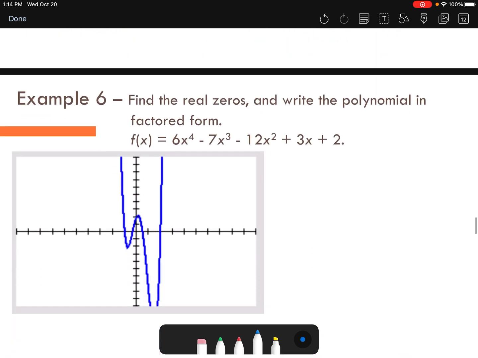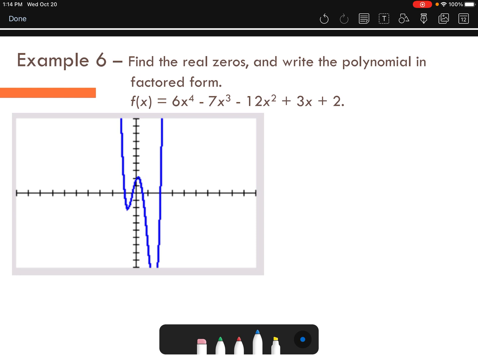So let's go back to number 6 that we skipped the other day. Hopefully I do it better this time. So we have P is 1 and 2, Q is 1, 2, 3, and 6. So P over Q is plus or minus 1, plus or minus 2, plus or minus 1/2, plus or minus 1/3, plus or minus 1/6. 2 over 2 is 1, 2/3 is the only one I'm missing, I believe.